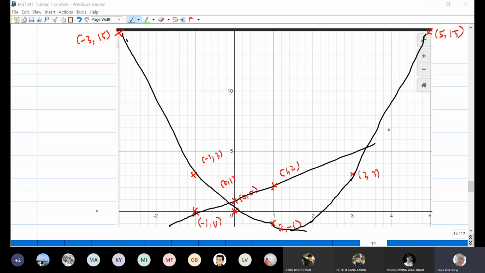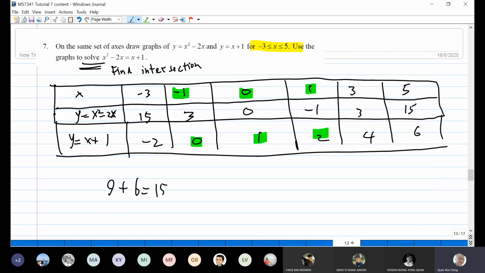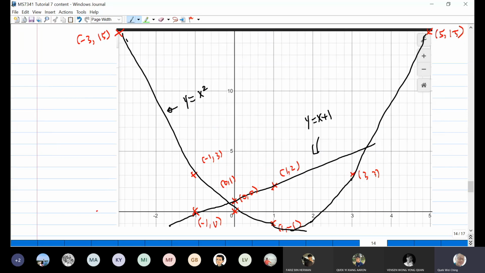So this is y equals x plus 1, and this one is y equals x squared minus 2x. So where is the intersection? The intersection in this case you can find from here. This is one point of intersection, and another point is here. So this is question 7. If your graph is accurate enough, you can see the answer clearly.